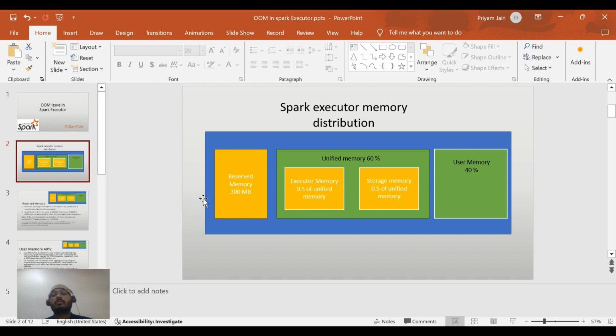So you can watch this video and share it with your friends who are going to give an interview on distributed computing, especially if they are giving it on the basis of Spark. This is one of the core concepts of Spark, right? How the memory is distributed, how the out of memory occurs in the executor, and how we should overcome that.